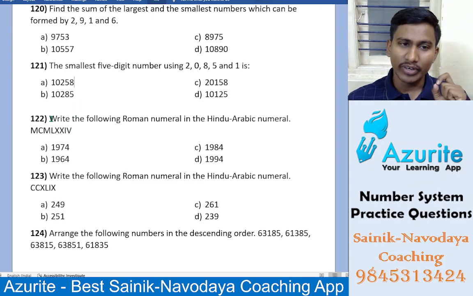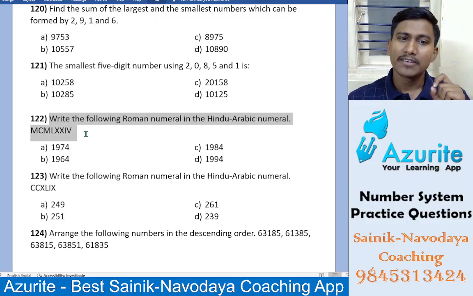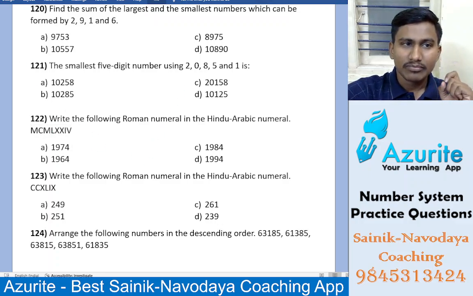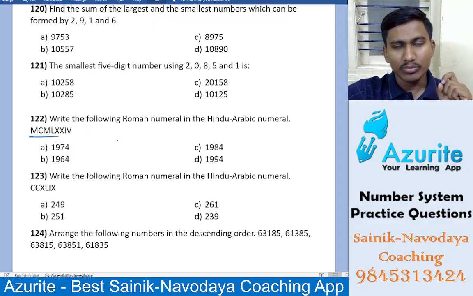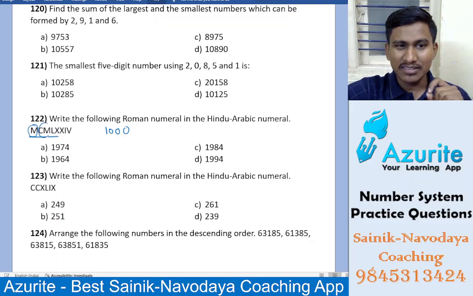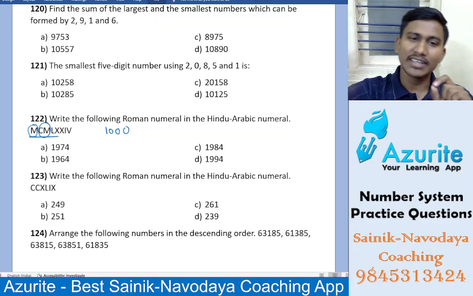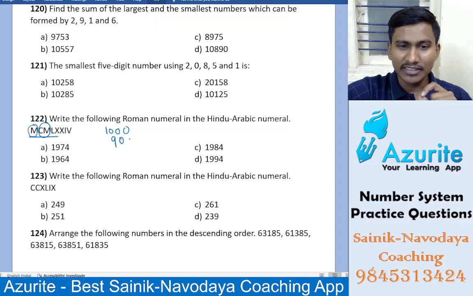Now 122, write the following numeral in Hindu Arabic. So this number is in what? That is Roman. So we have to write it. M means how much? M means 1000. If you are not able to do it directly, you can write it like this. So 1000 and CM. CM means M is 1000, C is 100, so 1000 minus 100, it will be 900.